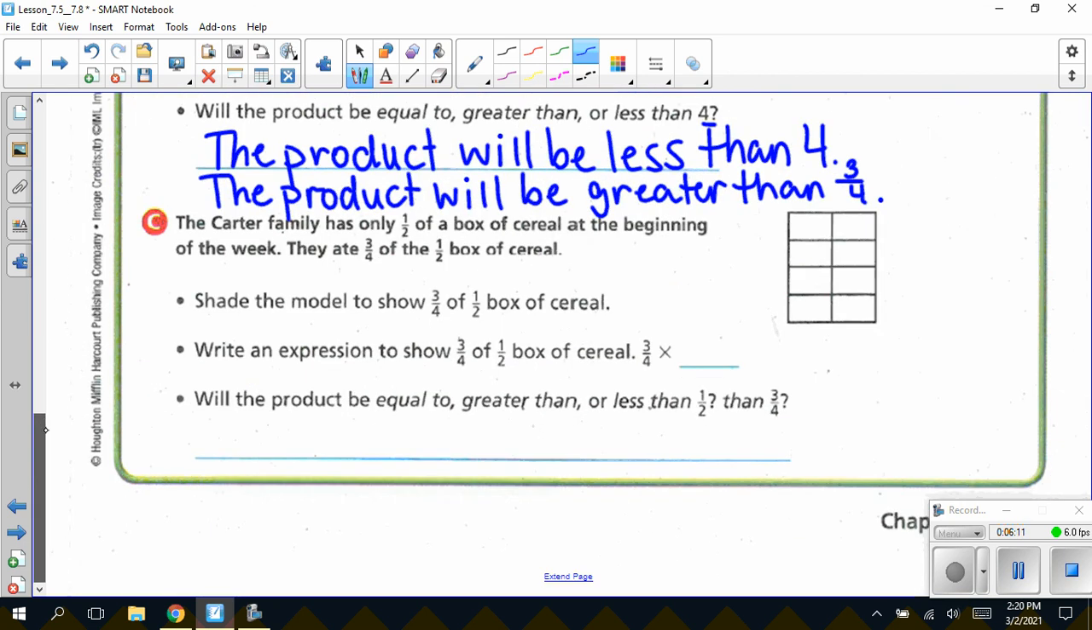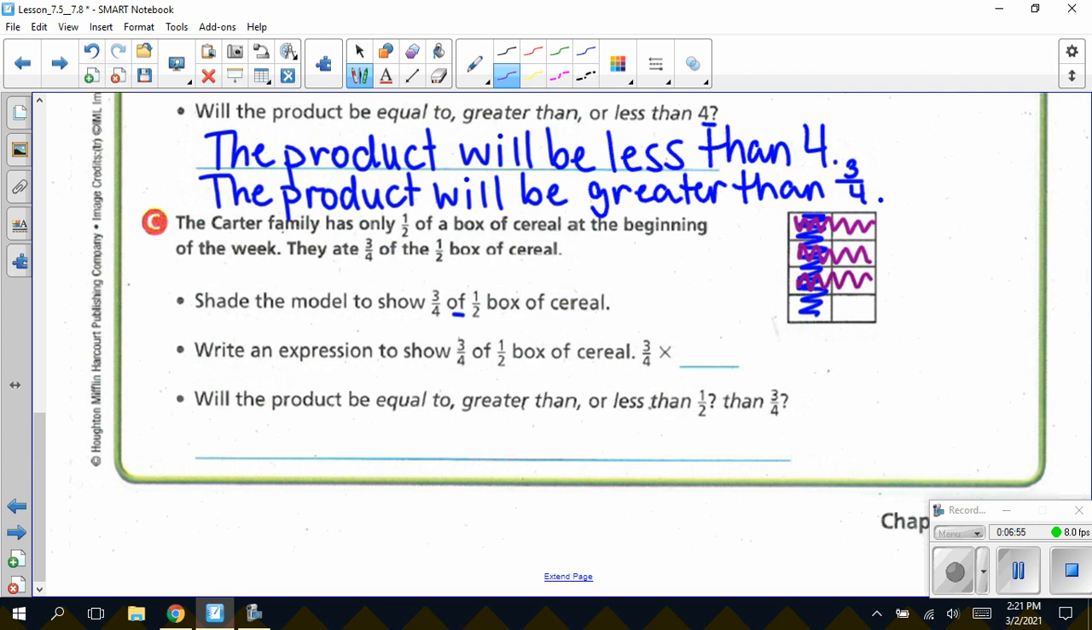And finally, for C, the Carter family has only 1/2 of a box of cereal at the beginning of the week. They ate 3/4 of the 1/2 box of cereal. Well, they want us to shade the model to show 3/4 of 1/2. And this takes us back to lesson 7.4 where we were modeling our multiplication problems. So if I have 1/2 of a box of cereal that they said we're starting with, right here is my 1/2 of a box of cereal. And then they ate 3/4 of that 1/2 of a box. So I can shade in 3 of the 4 equal sections going horizontally.